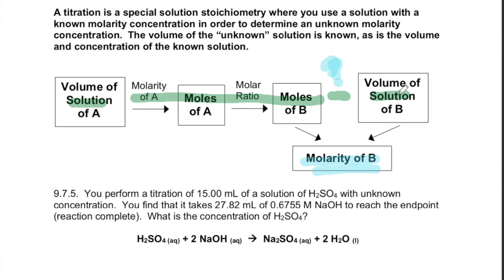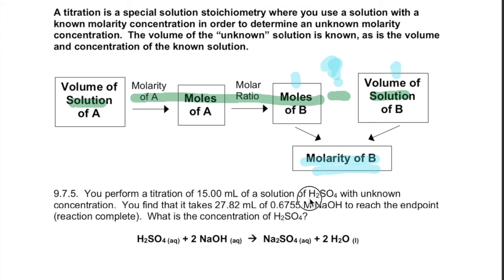So if we know the volume of solution B, and we can use a different solution, with known volume and concentration, to figure out the moles of B, then we can use these two pieces of information to figure out the molarity of B. So it's kind of like there's a break in this chain, and we approach from one direction, we approach from the other direction, and we combine this information to get our unknown concentration.